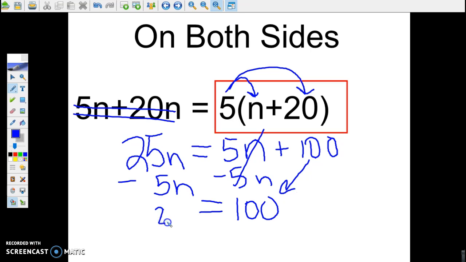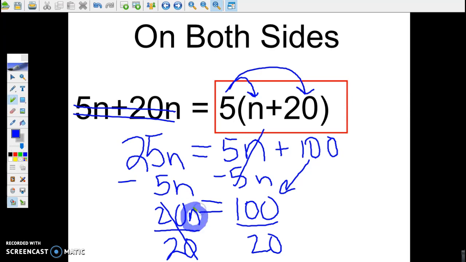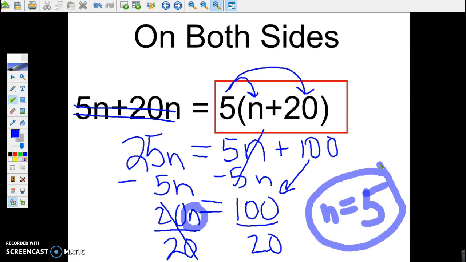25n minus 5n is 20 times n, 20n. So to undo that multiplication of 20 times n, we have to divide both sides by 20. And the 20s cancel out, which results with the only thing being left here is n. And 100 divided by 20 is 5. So n equals 5, final answer.